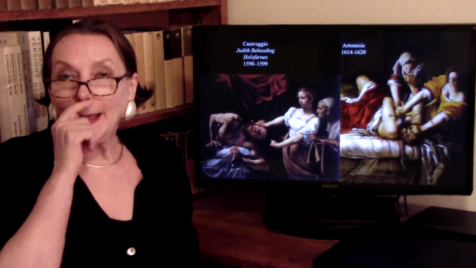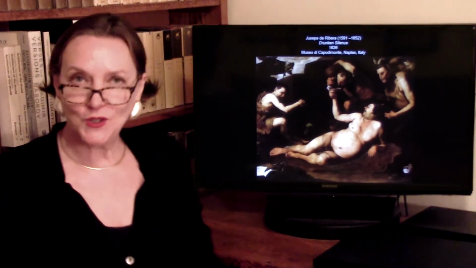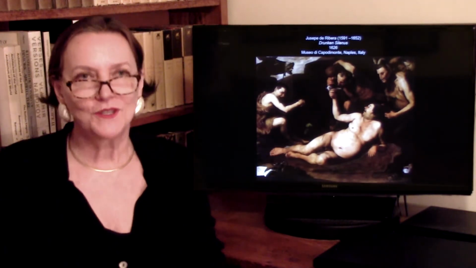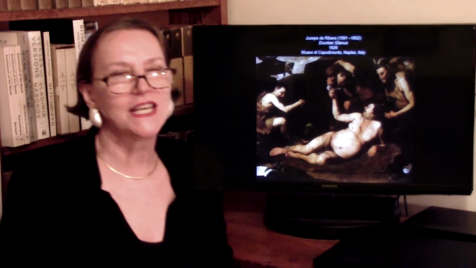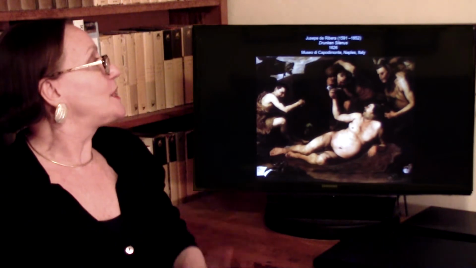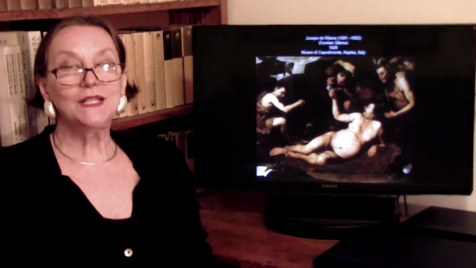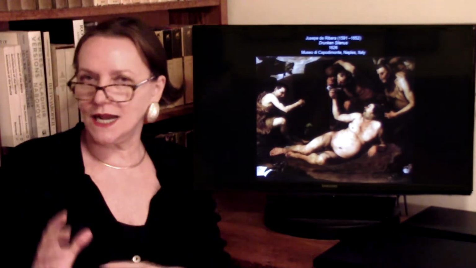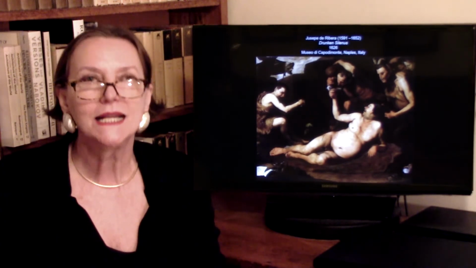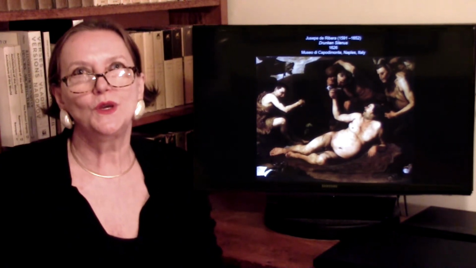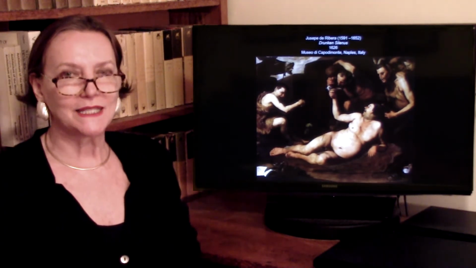Okay, so we'll look at one more today, who was very influenced by Caravaggio, and in future lectures we'll see many more, as you can imagine. His name is Giuseppe de Ribera, who was a Spaniard, but he came to Sicily, and at that time Sicily and Naples were called the Kingdom of Two Sicilies and belonged to Spain. And so he worked for the Viceroy of Spain in Naples.